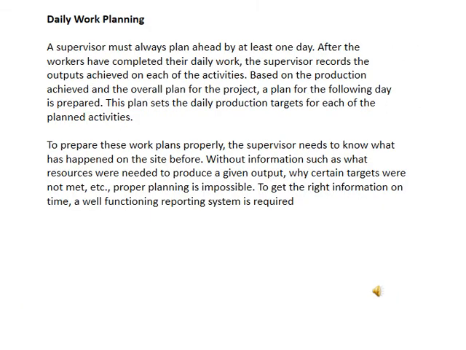The next one is daily work planning. A supervisor must always have the plan ahead by at least one day. So before all the supervisors, they must make this one day in advance. After the workers have completed the daily work, the supervisor records the output achieved on each of the activities. Based on the progression achieved and the overall plans for the project, a plan for the following days is prepared. This plan sets the daily progression targets for each of the planned activities.